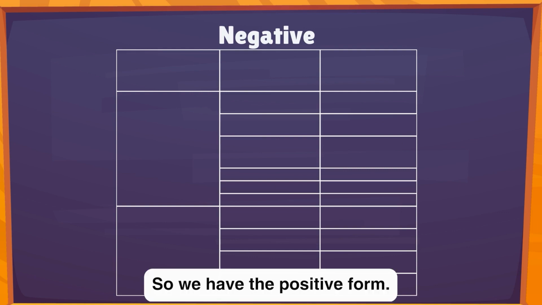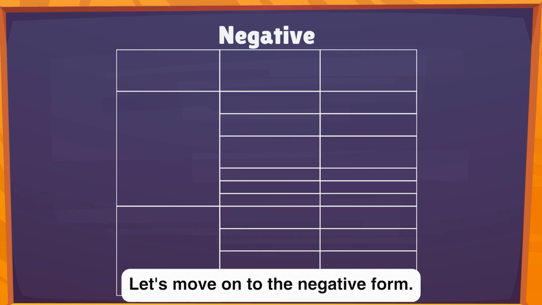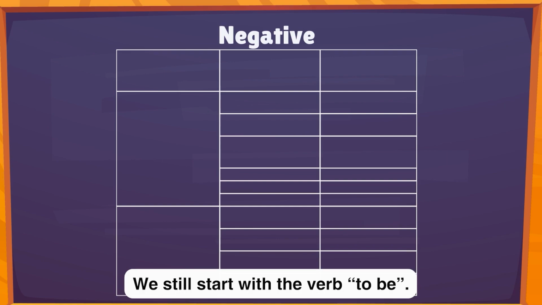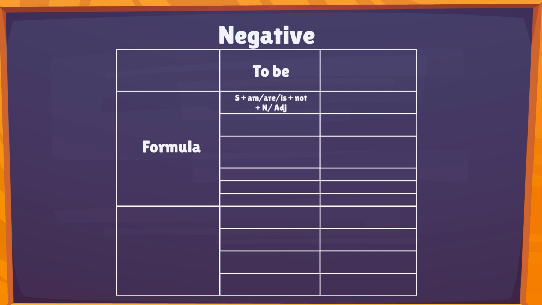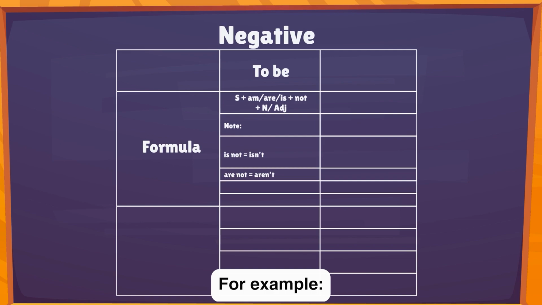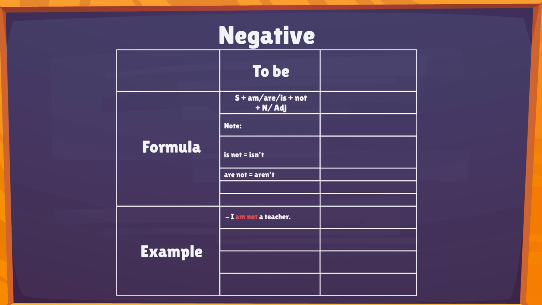Negative. So we have the positive form. Let's move on to the negative form. We still start with the verb to be. For example, I am not a teacher. He is not, isn't, a lawyer. The watch isn't expensive. They are not, aren't, students.